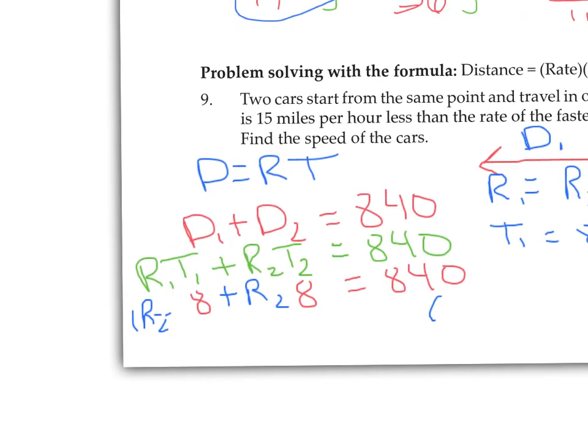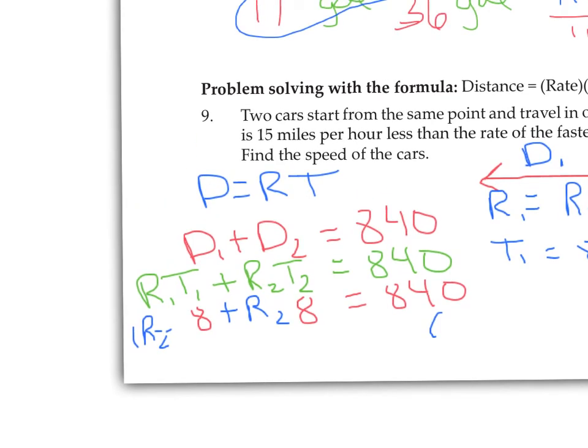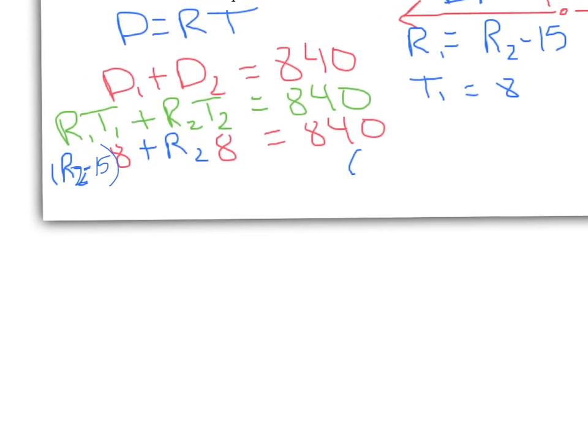Trying to write this neatly, but I'm having a hard time. Rate 2 minus 15. That's bad. I can't erase that. Rate 2 minus 15. All right, so what I have here, I have some white space maybe. Let's rewrite it. Rate 2 minus 15 times time, which is 8, plus rate 2 times 8 equals 840.